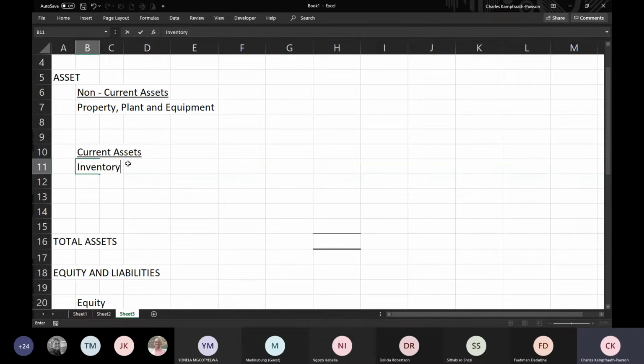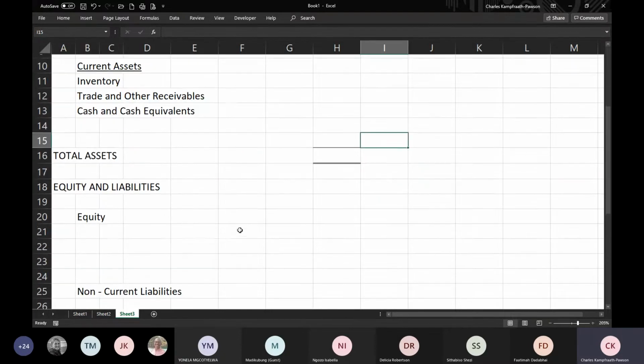Inventory, trade and other receivables, cash and cash equivalents. And if we have financial assets, we can call them other financial assets, but we don't know whether that's in this question or not.